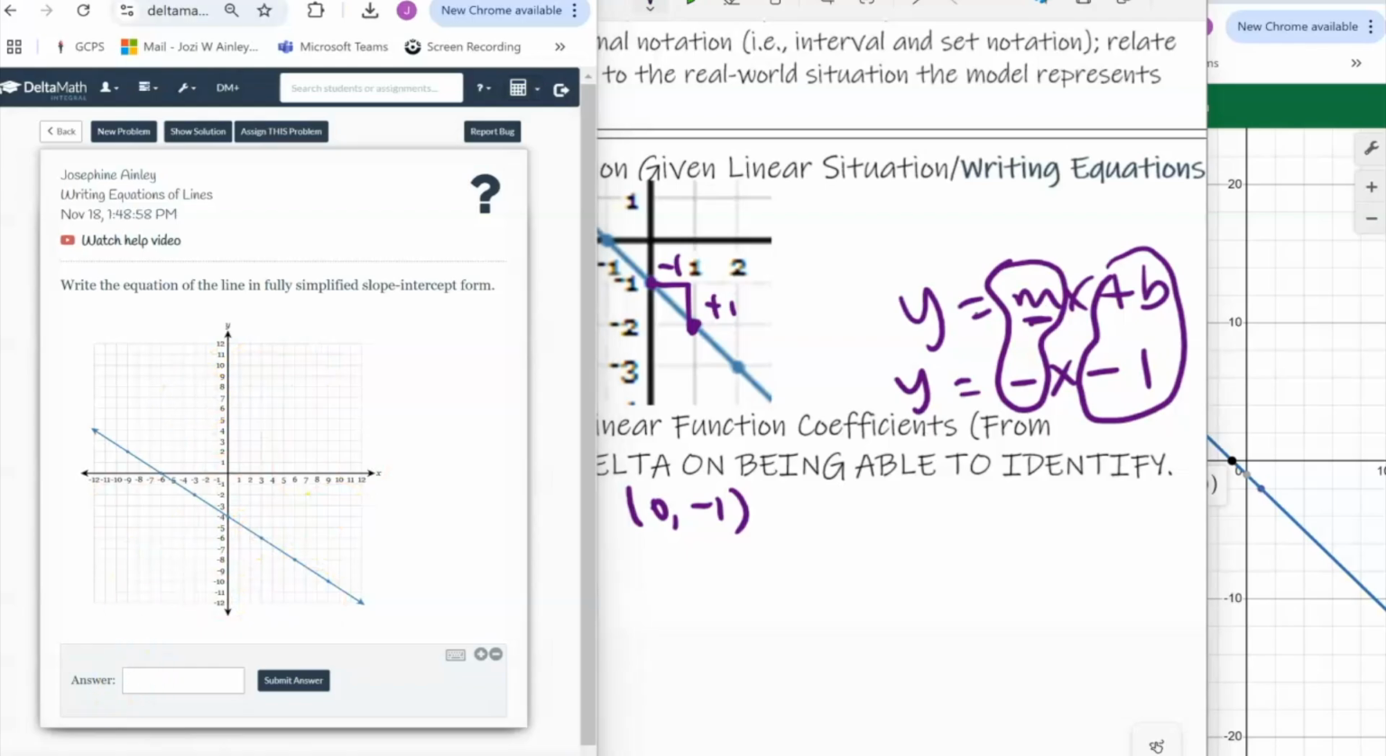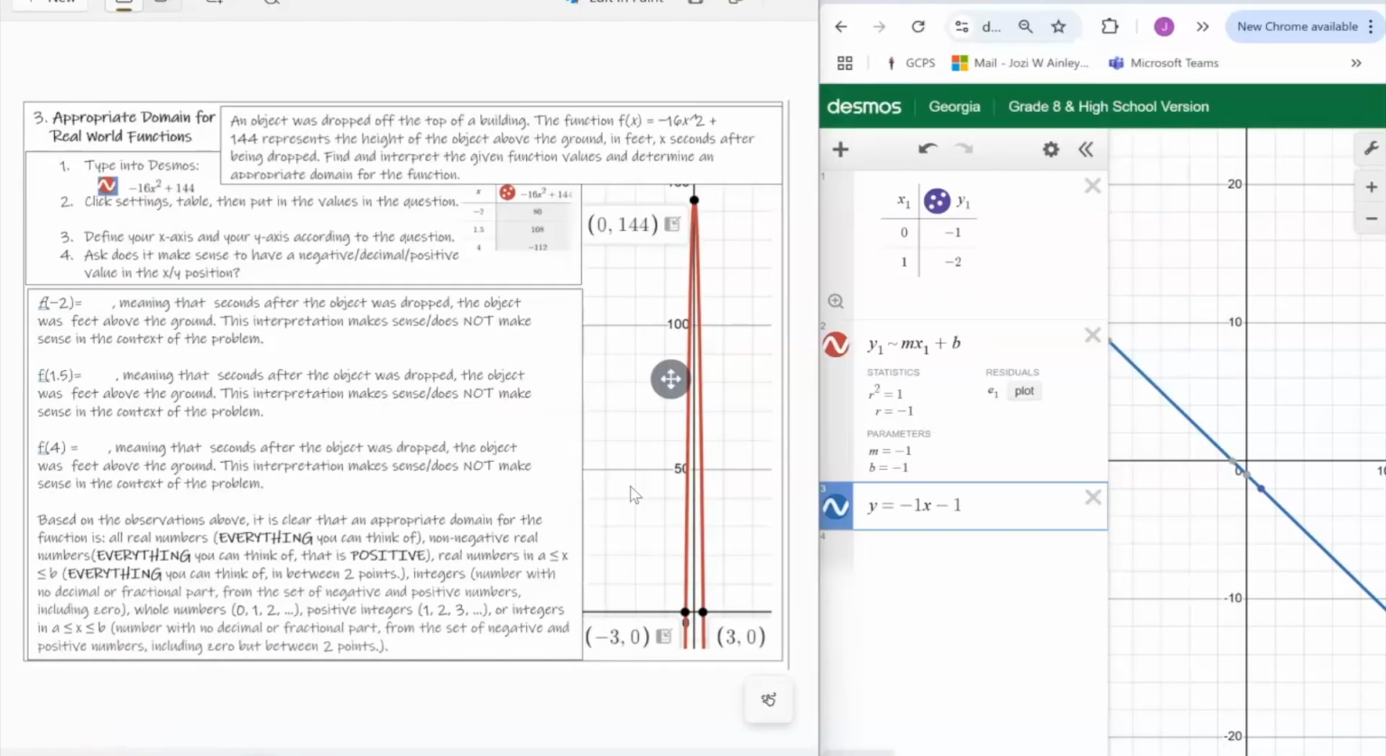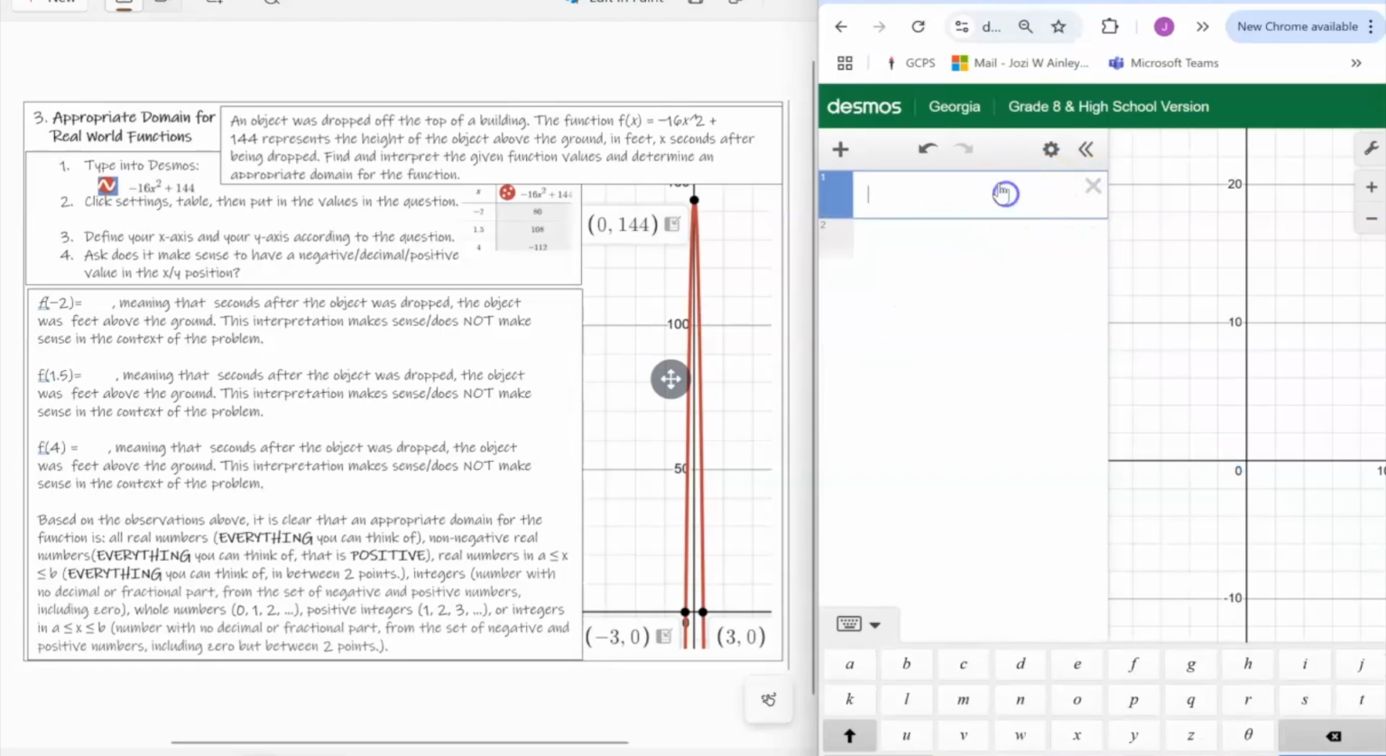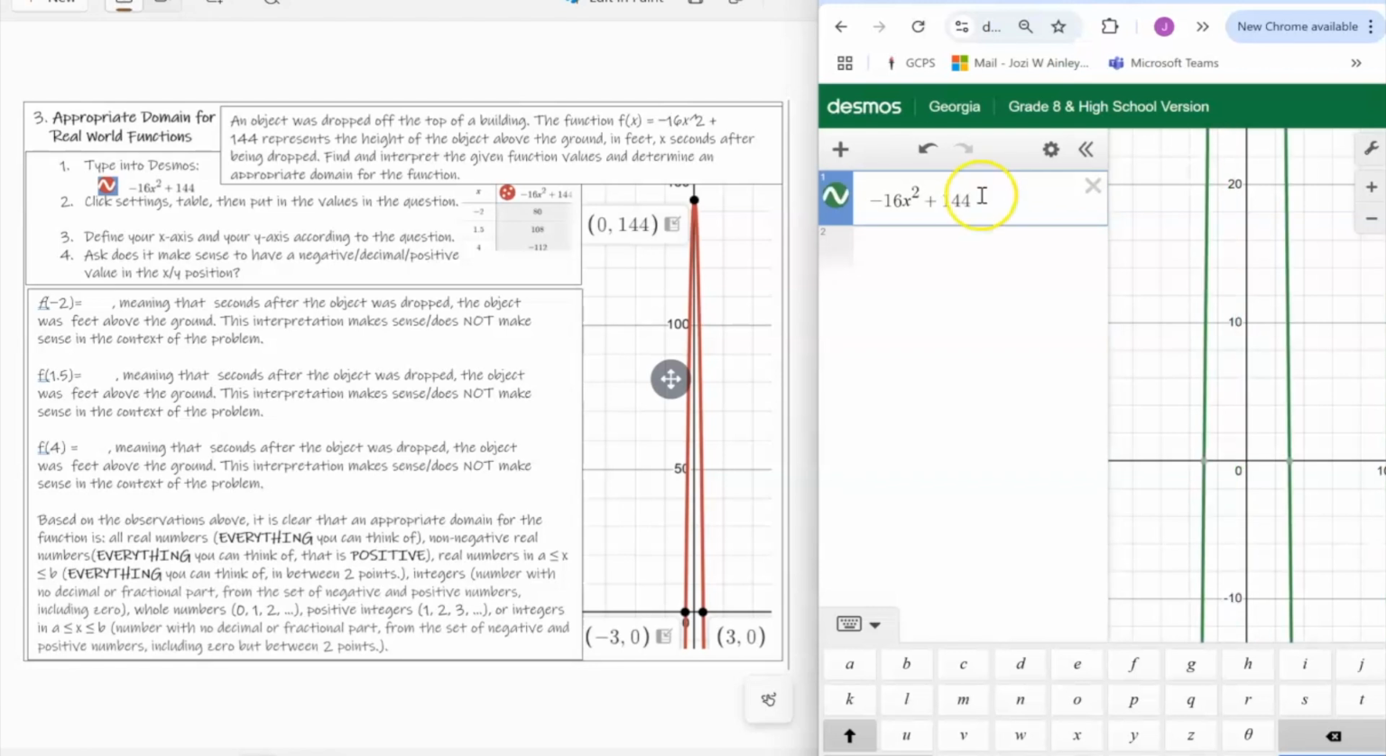Let's practice. All right, so we're going to take a look at appropriate domain for real-world functions. For ease of reference, I've already typed this into Desmos and put the equation here, but actually I will go ahead and do it again. So if they give you an equation without a graph, you're just going to type it into Desmos to see what it looks like so that you can answer whatever questions arise. The only thing about real-world problems is you have to think about whether it's factually true, whether it can happen in real life.